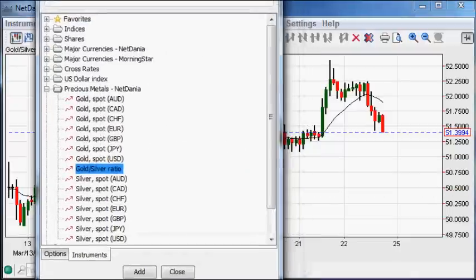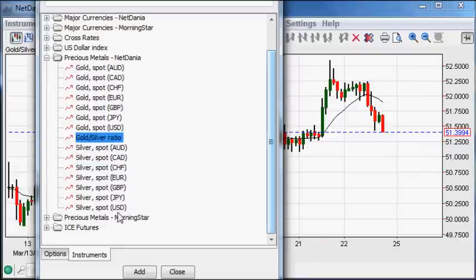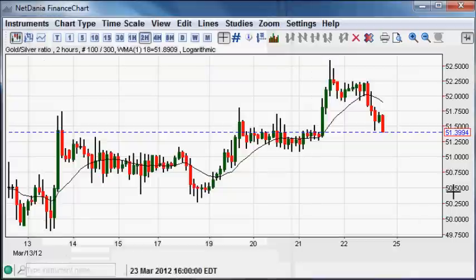Now, do you notice, interestingly enough, that I can get the price of gold in many different currencies. I can get the price of silver in many different currencies, but I can only get one gold to silver ratio because it's the same in every single country. You take the price of gold and silver and you divide them by each other to get the ratio. But to get the price of gold or silver in any other country, you use the exchange rate with the US dollar to figure it out.